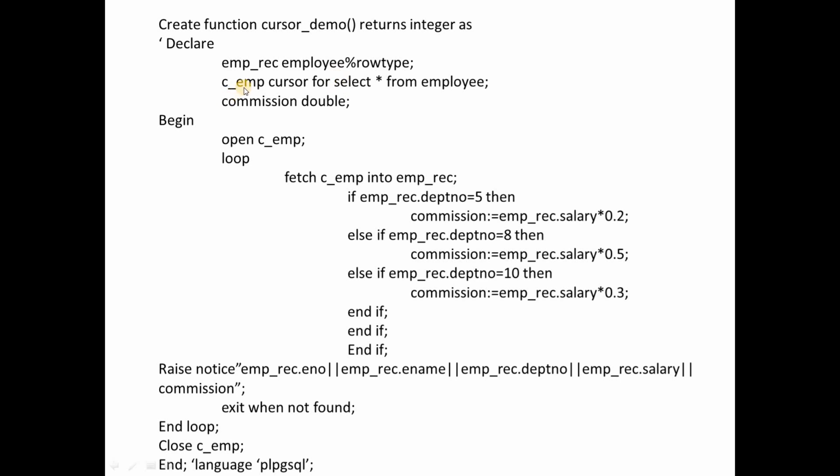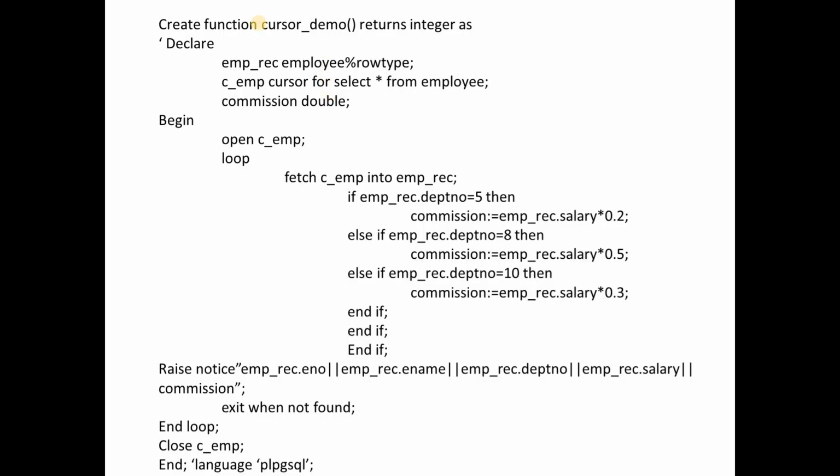After that, I have to declare a cursor having the name cemp. I provide here a variable name CEMP having type cursor. That means this is a bound cursor, and if it is a bound cursor then we have to bind a particular query. So the for keyword is used here, and after that for keyword we can provide a query, select star from employee, because first of all I have to select all the records present in the employee table, because after that I can check the employee which is present in department number 5 or 8 or 10, and then apply that particular commission and calculate that value.